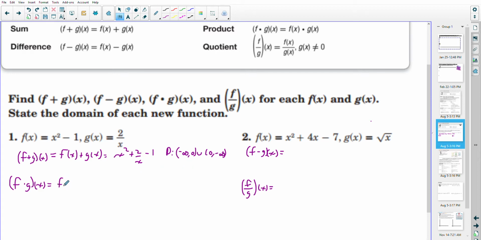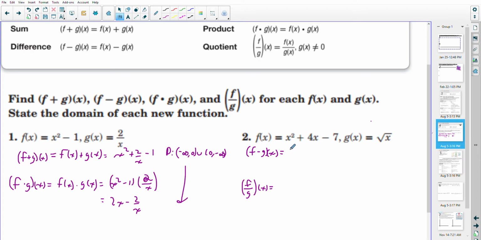Looking at multiplying, you're going to have f of x times g of x. Again, now it's just a matter of substituting in. So it's x squared minus 1 times 2 over x. Distribute through, and you're going to have 2x minus 2 over x. Again, the domain is going to be the same thing because the denominator can't equal 0.